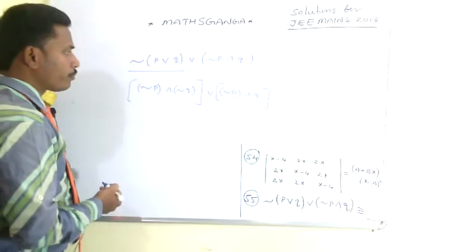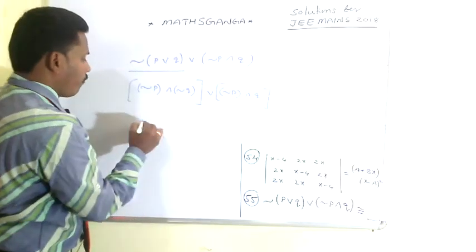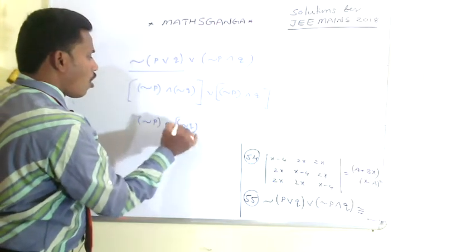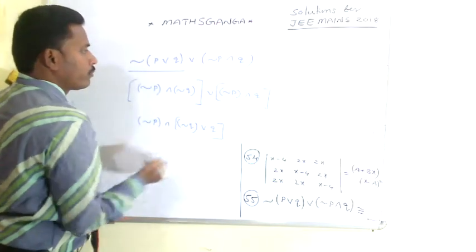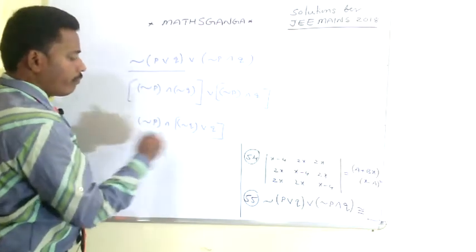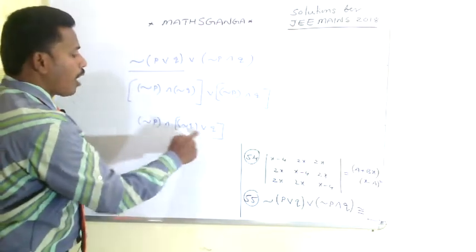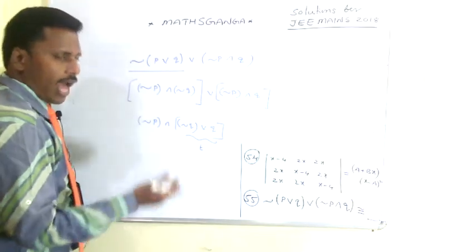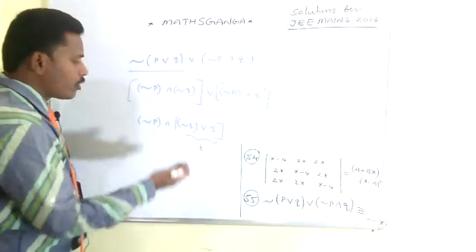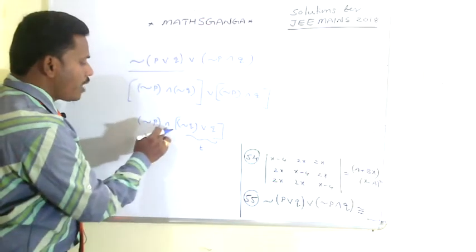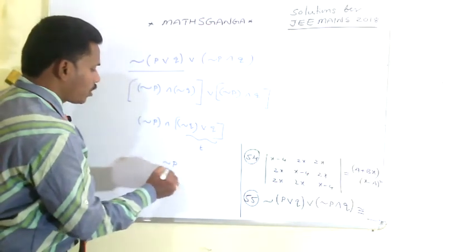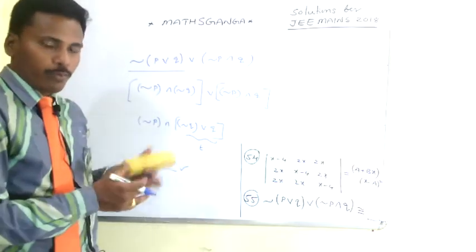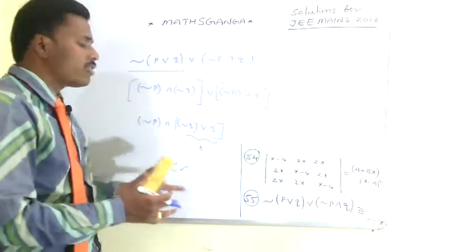From this, what you have to do? If you take out the common factor negation of p, you get negation of p and (negation of q or q). Okay, see, by distributing, negation of q or q is always a tautology. Either q happens or q does not happen. So negation of p and a tautology is equal to negation of p, and your answer is negation of p. Okay, this is Boolean algebra. On simplification, your answer is negation of p.